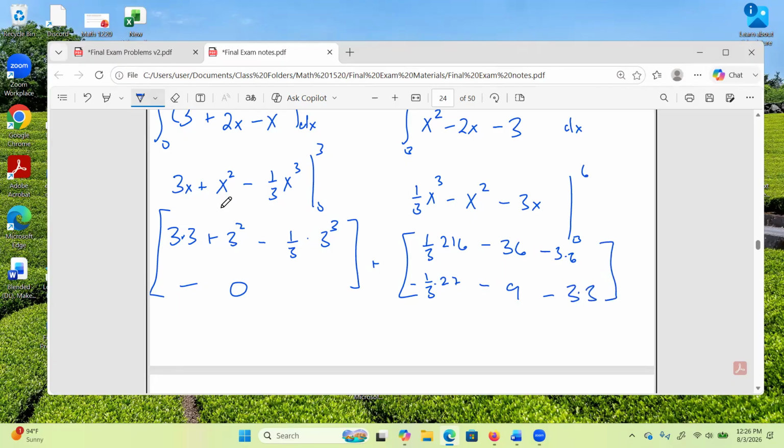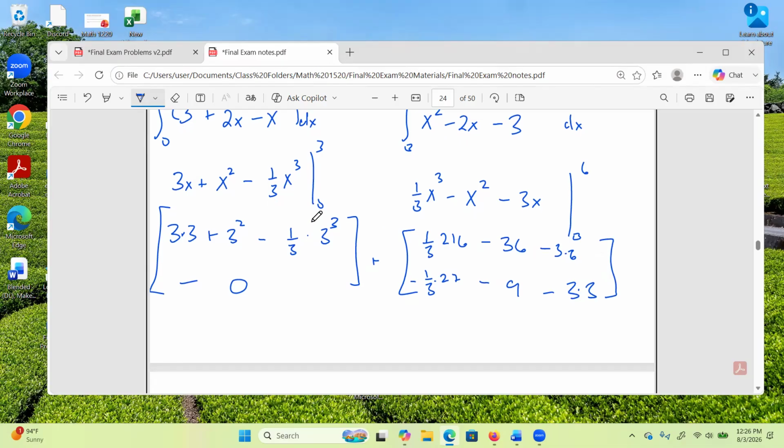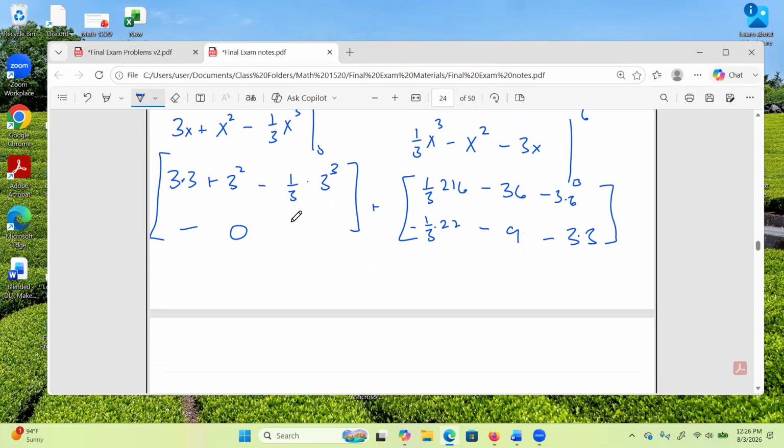So I didn't do that much to try to make things pretty or anything like that. I just said, okay, let's just go with what's going to happen. So here we have 3 times 3 is 9, plus 3 squared, minus, well, 3 cubed is 27. 27 over 3, I believe that's 9. So this top part here is going to be 9 minus 0, we get 9.